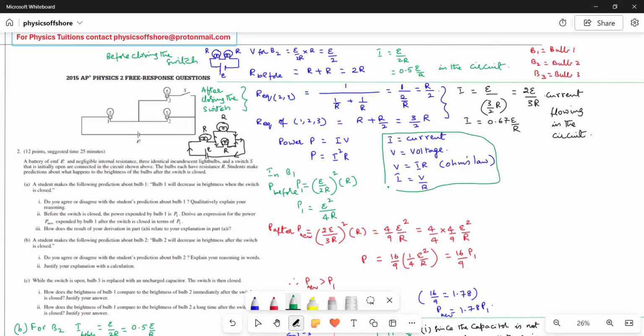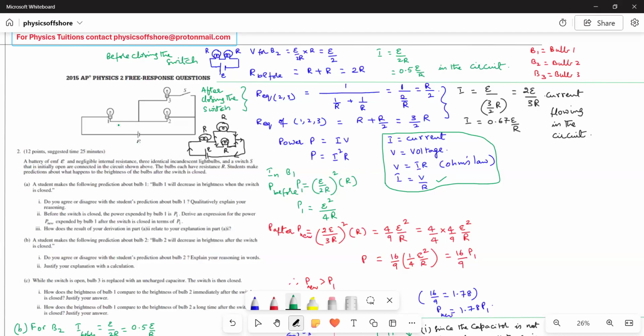This is Ohm's law. V is equal to IR is Ohm's law. I is the current, V is the voltage and R is the load. Therefore, V is equal to IR or I is equal to V by R. According to this, the current flowing in the circuit is equal to voltage divided by resistance.